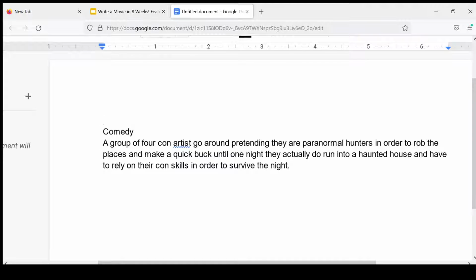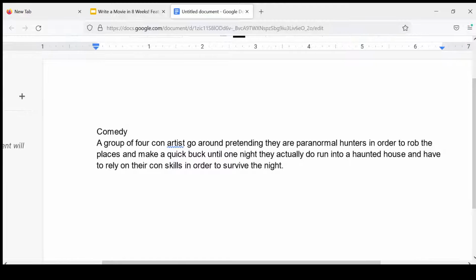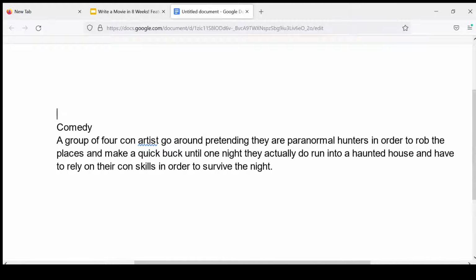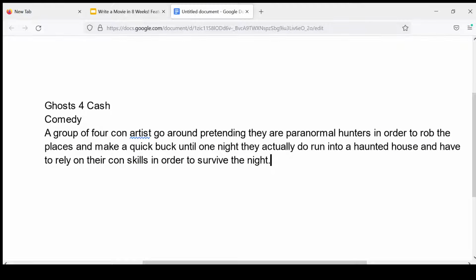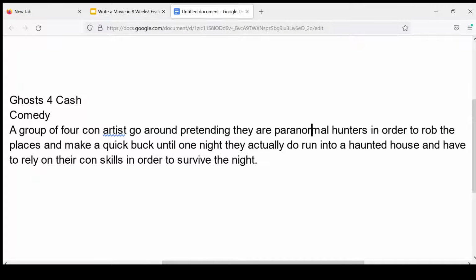I've been working on it, and I was thinking Ghost for Cash LLC or something, just because their whole intention is to rob places. They're looking for cash. Ghost for Cash? Was that the name? Yeah. Like, Ghost for Cash. Call now, 1-800-Ghost for Cash. Yeah, exactly. We'll just call it Ghost for Cash for now. I'm still working on the title, but it's leaning towards comedy. Okay, we'll say horror comedy then, because they're going into a haunted house.